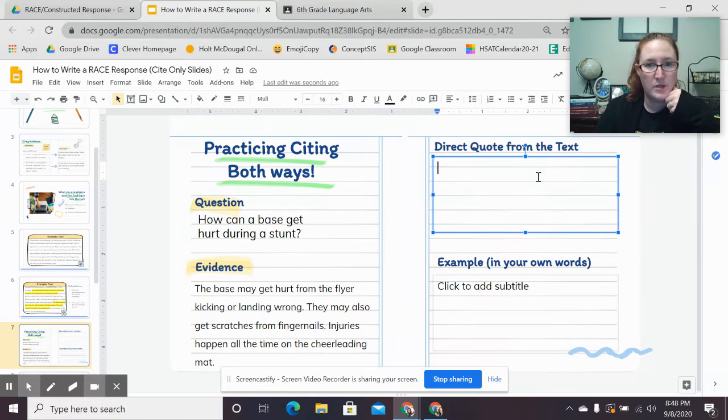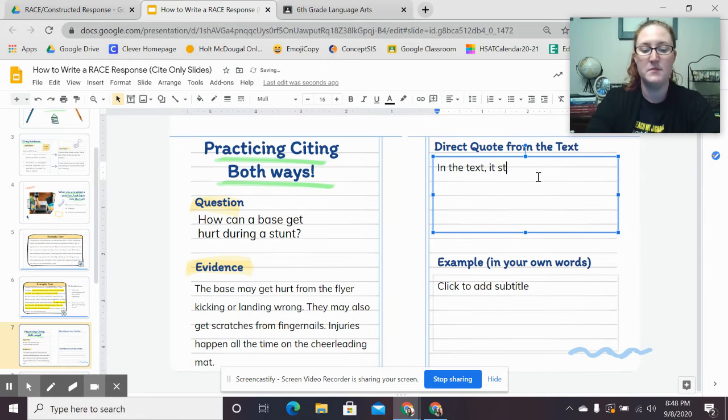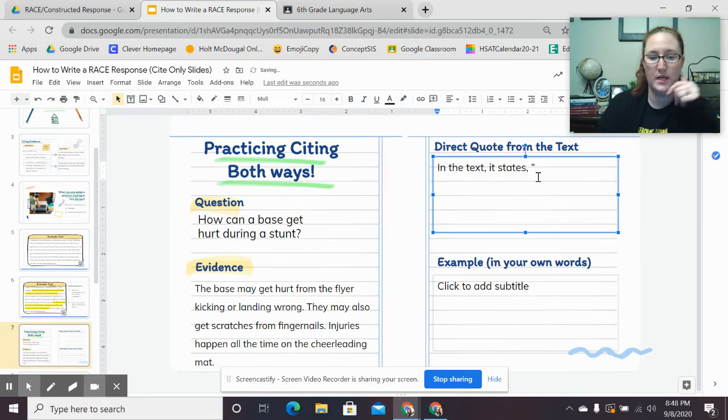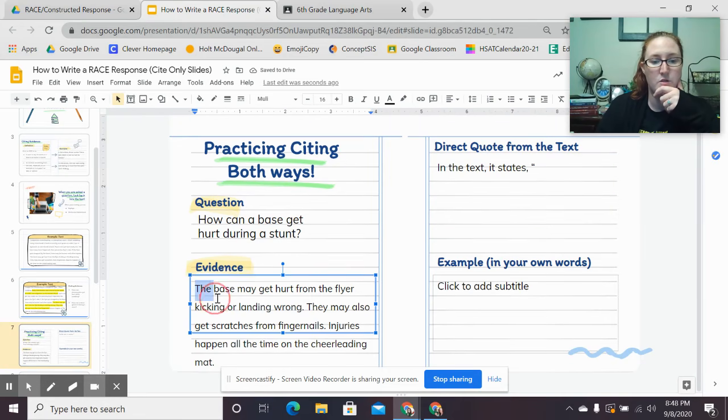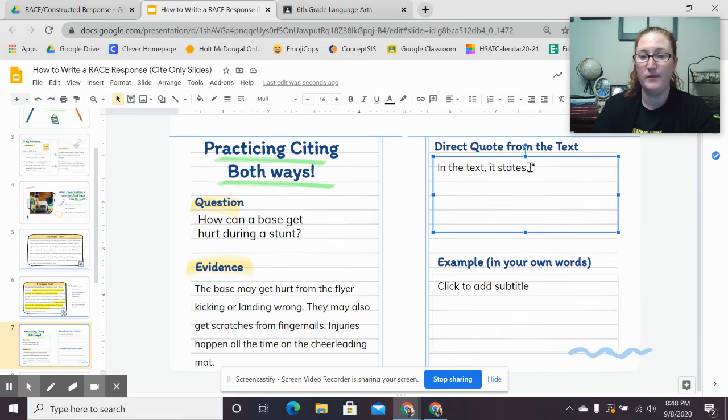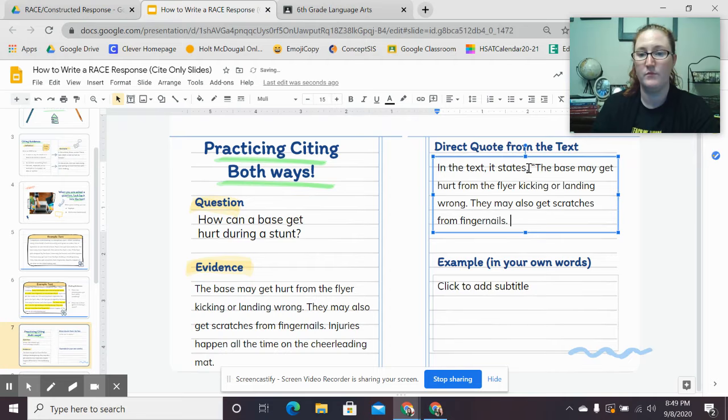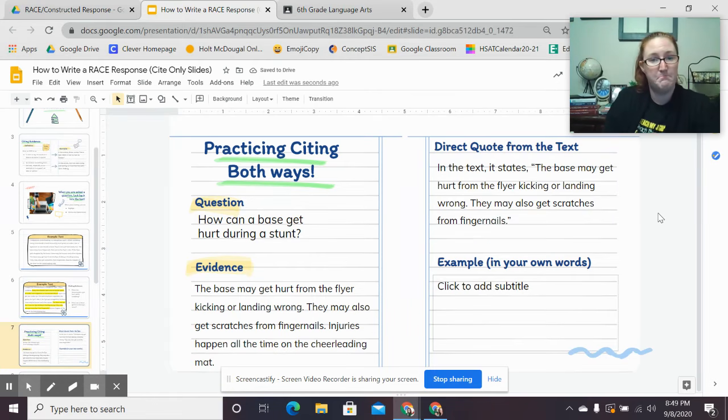So a really simple one to use is: in the text, it states. Simple. You put a comma, then you put quotation marks, and you just grab the evidence that you need and put it in. In this case, I'm just going to copy paste. I don't even have to write it all down. And I put my quotation mark at the end. Done.